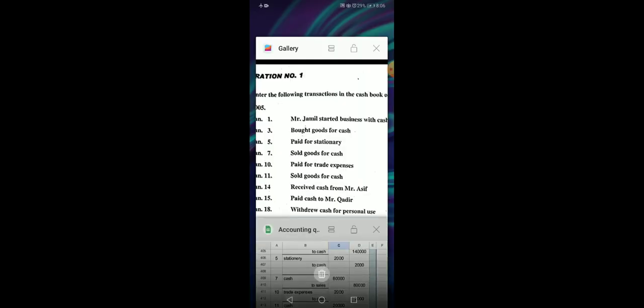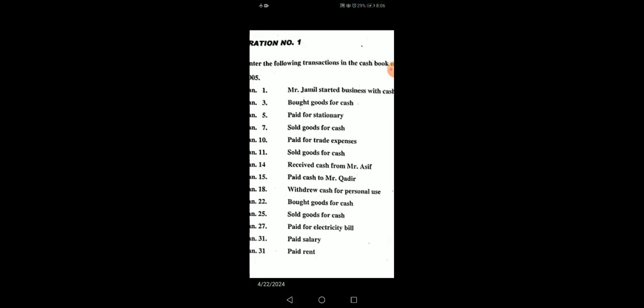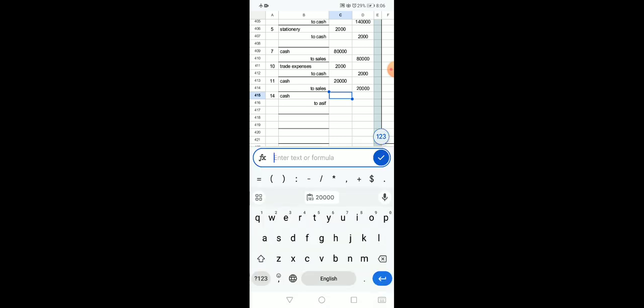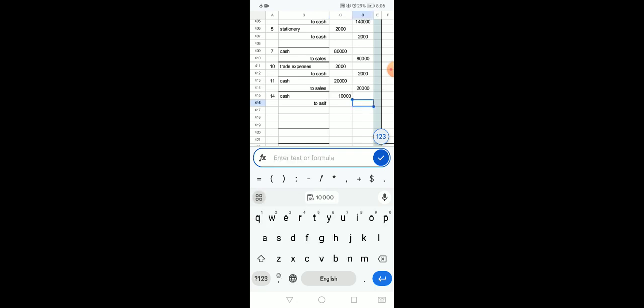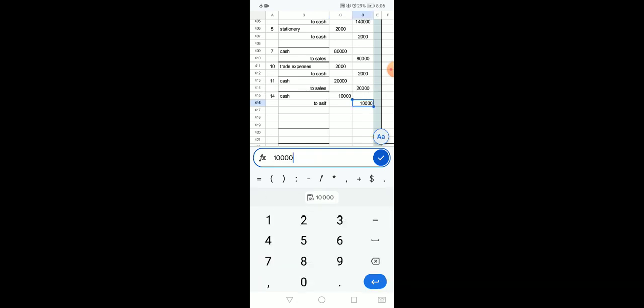Here you have written on the credit side. Entry number 14. Entry number 11's amount was 20,000. What is next to 20,000 is 10,000. So you will mention 10,000 for the 14th entry on the debit side, and you will write the same amount on the credit side. Entry number 14 is completed.